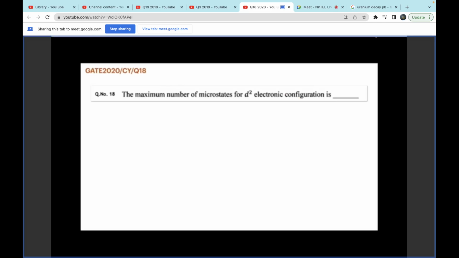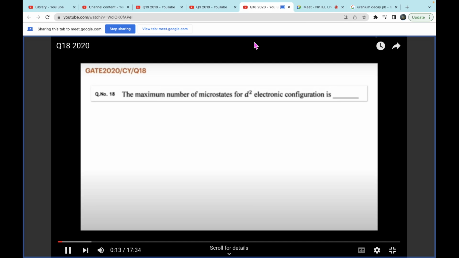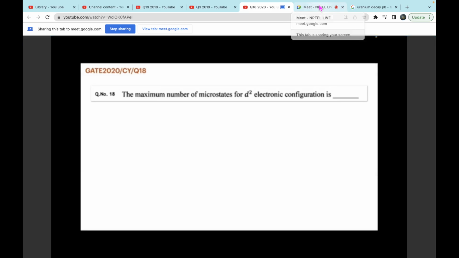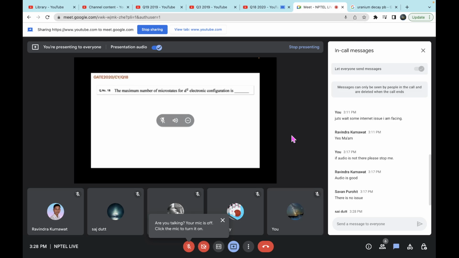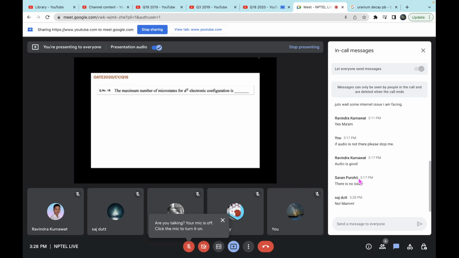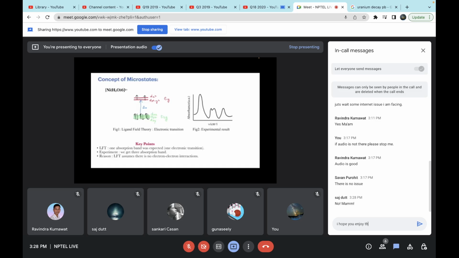Chemistry question, question number 18. They state: the maximum number of microstates for a d2 electronic configuration is. Before solving directly for the number of microstates for a d2 electronic configuration, I would like to introduce the basic concept of microstates, how it emerges, and the reason. So let's have a look at the concept of microstates.